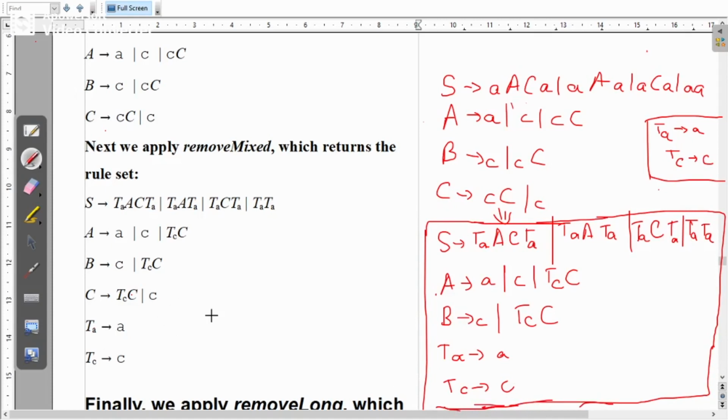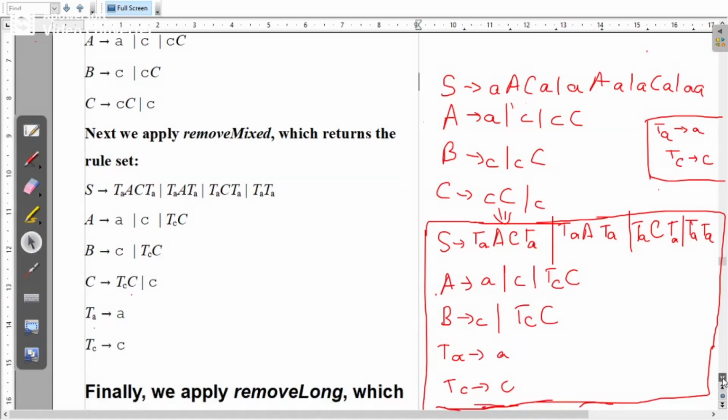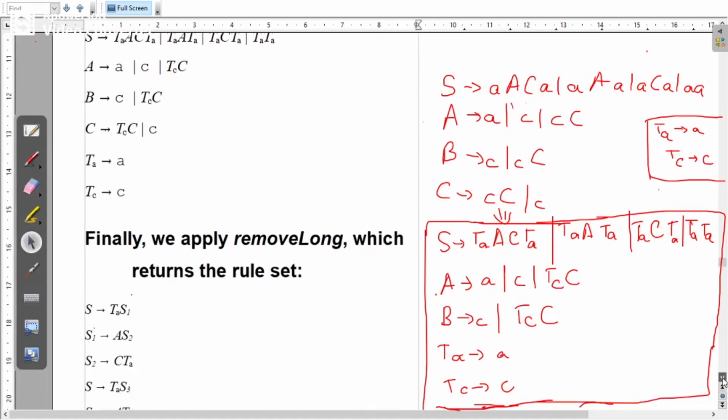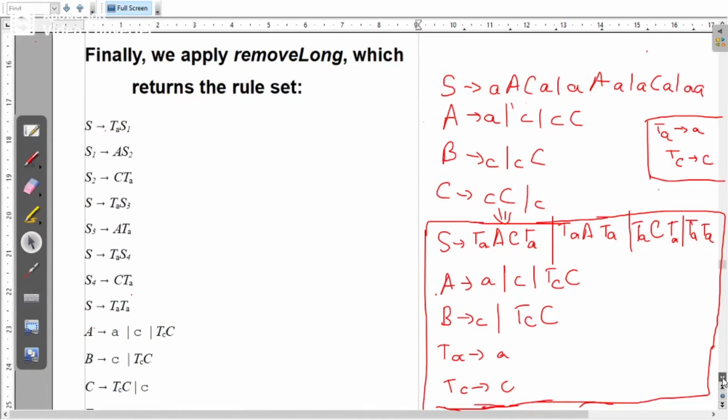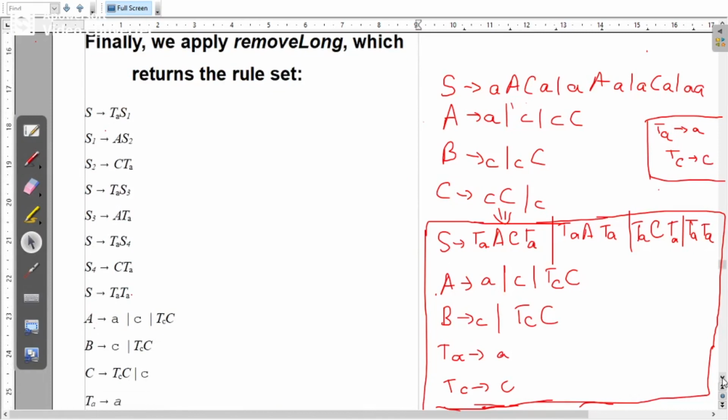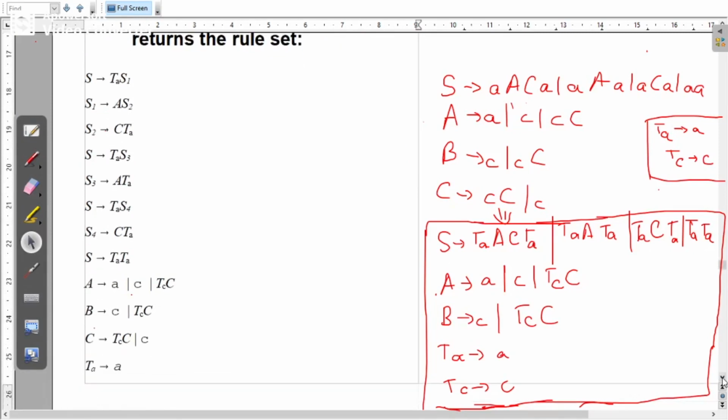So finally, let's apply remove long. What do you mean by remove long? If any production of a rule has length greater than 2, then we have to apply remove long. So let us see what it is going to give.